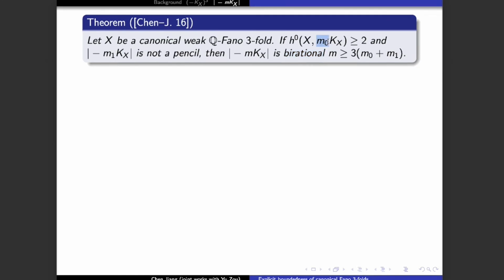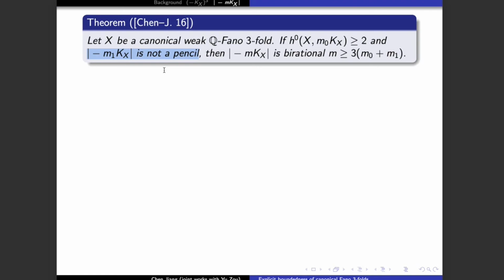And here we know when it is at least 2. We can take m0 to be 8 as Chen and Mengchen's result. Okay, so the only problem is we want to know when it is not a pencil, right? So if we know when minus m1k is not a pencil, then basically 3 times of it will give you a birational map. Okay, so then the problem is reduced to show when this minus mk is not a pencil.